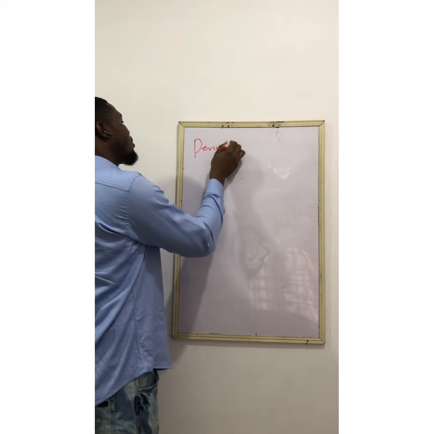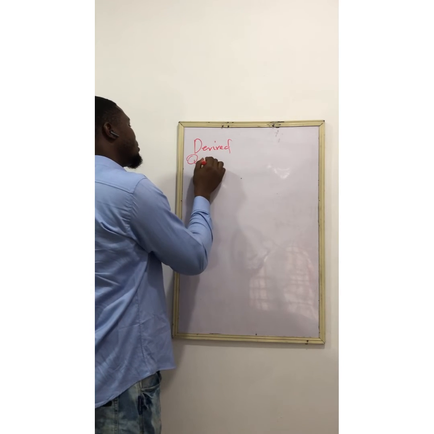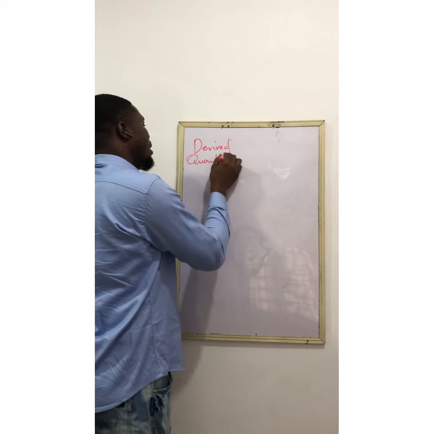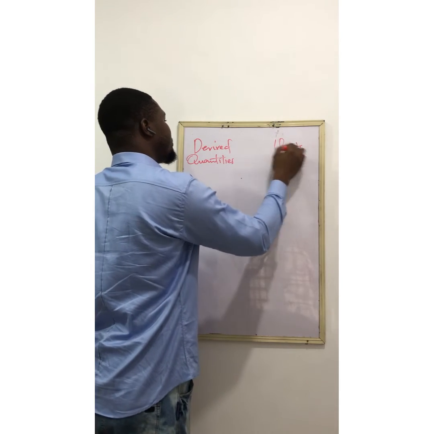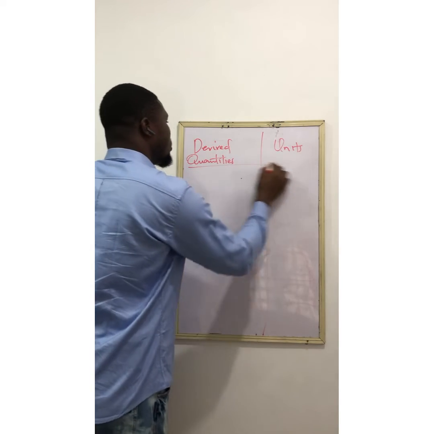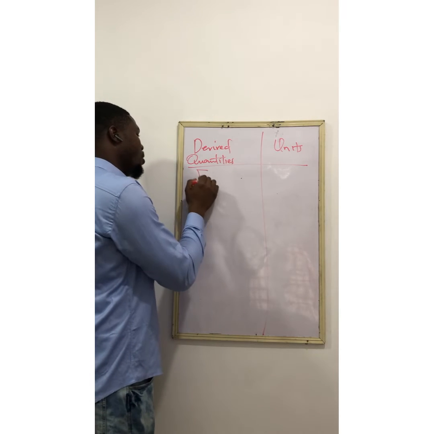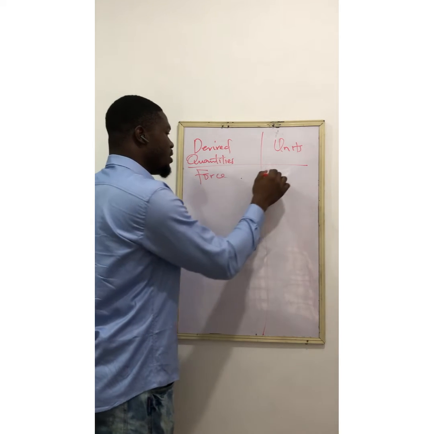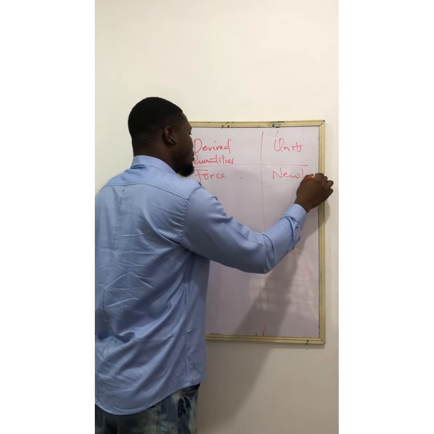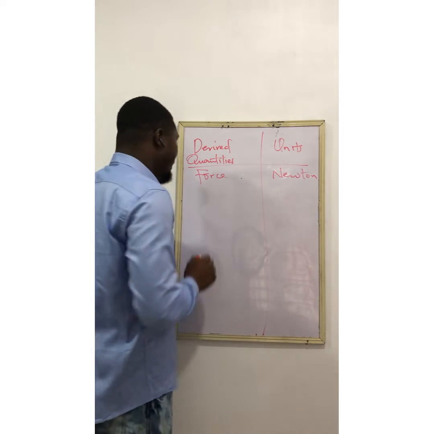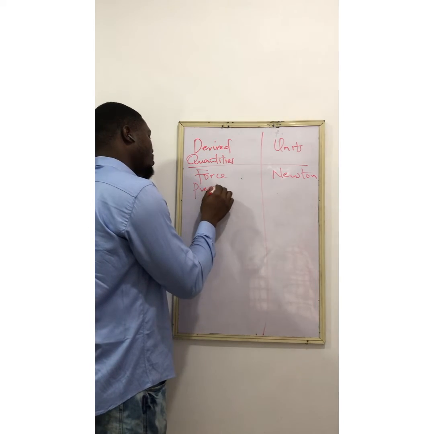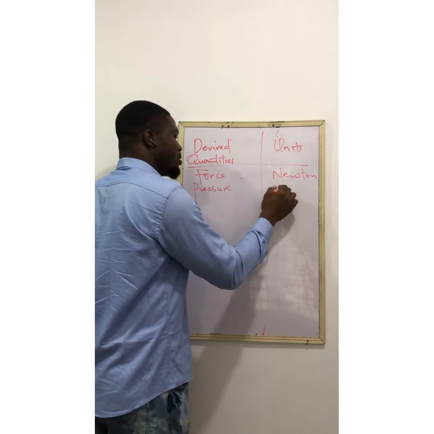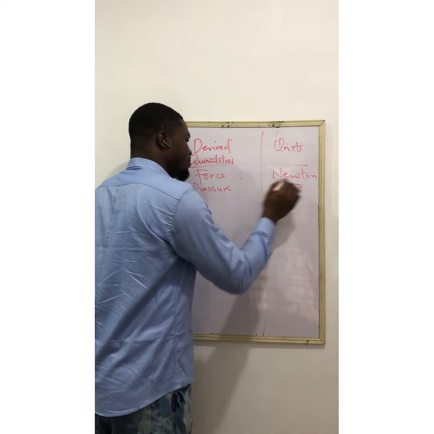Derived quantities and their units. The first one is force. Force is measured in Newton. Pressure: the unit for pressure is Newton per meter squared.